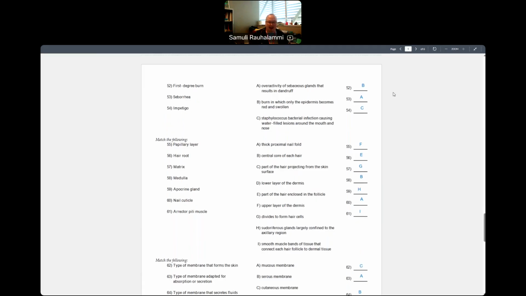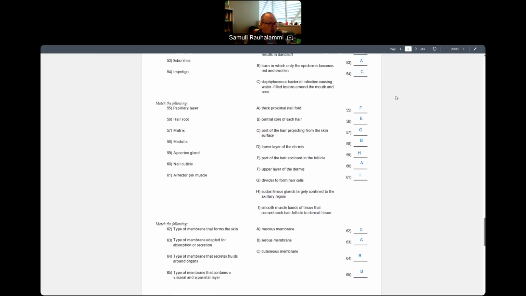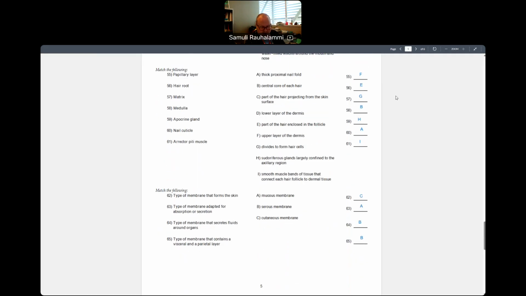If we have overactive sebaceous glands, that results in dandruff. We talk about seborrhea. Impetigo refers to a bacterial infection by Staphylococcus, where there are lesions filled with fluid around the mouth and nose. Let's have a look at some other structures.